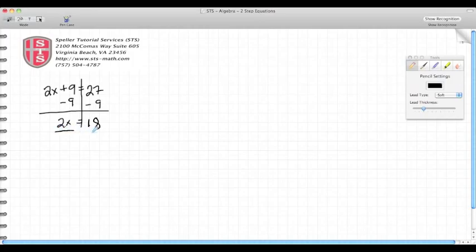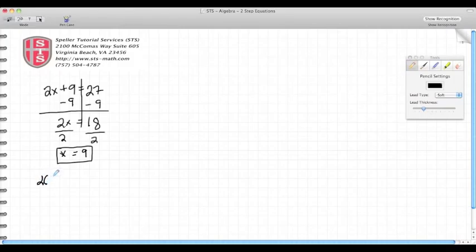So we need to get rid of that 2. In doing so, we need to divide both sides by 2. The reason we divide is because the 2 and the x are joined together through the operation of multiplication. So to undo multiplication, we must divide. In this case, 2 divided by 2 just leaves x, and 18 divided by 2 leaves us with 9. So our answer here is x is equal to 9.